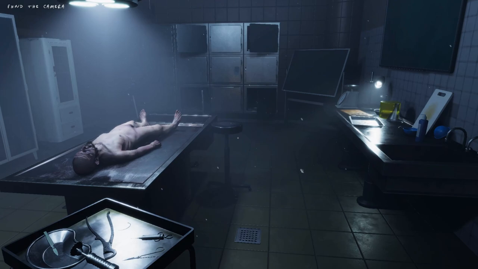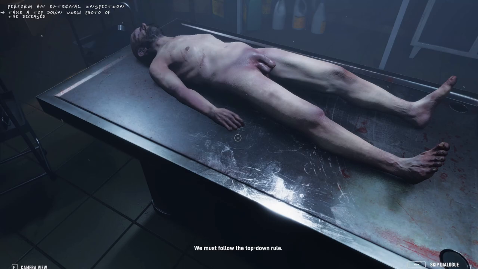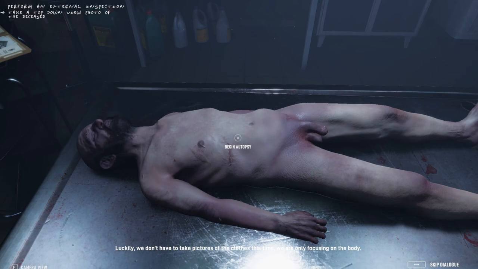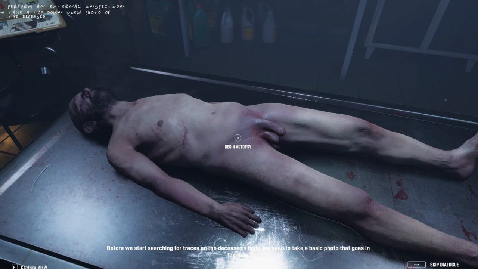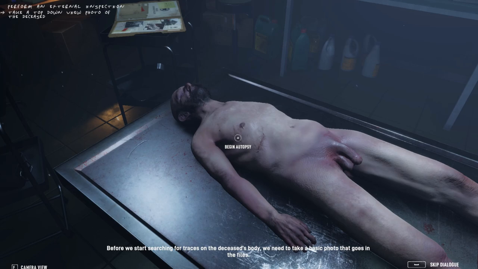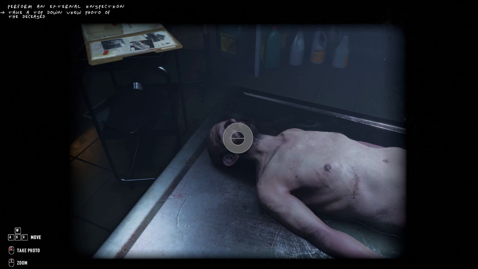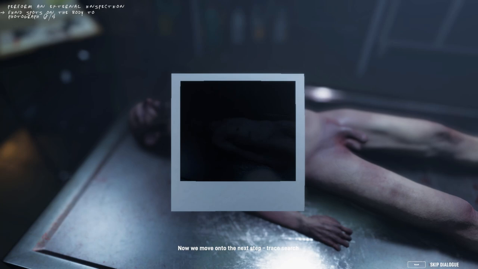Let's follow the procedure and prepare photo documentation. We must follow the top-down rule. Luckily, we don't have to take pictures of the clothes this time. We are only focusing on the body. Before we start searching for traces on the deceased's body, we need to take a basic photo that goes in the files. Voila! Now we move on to the next step, trace search.